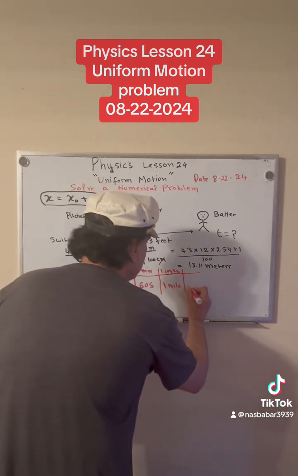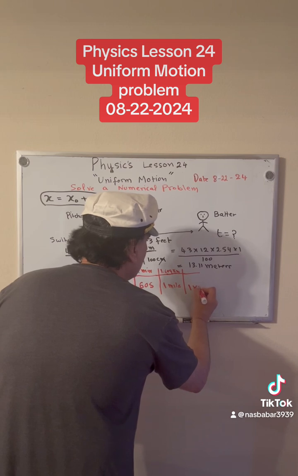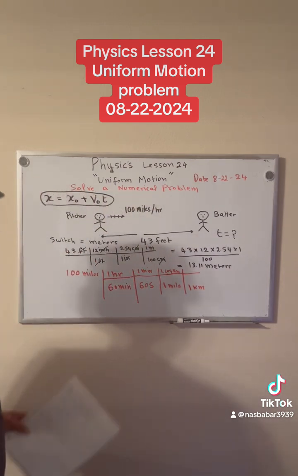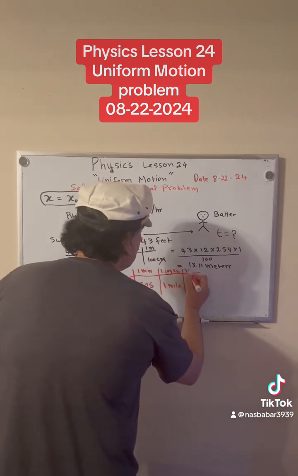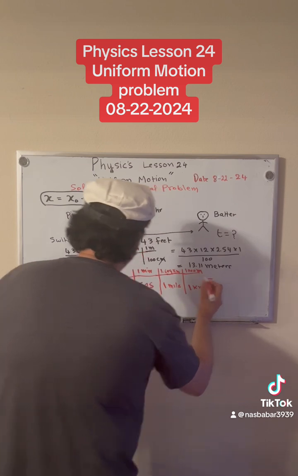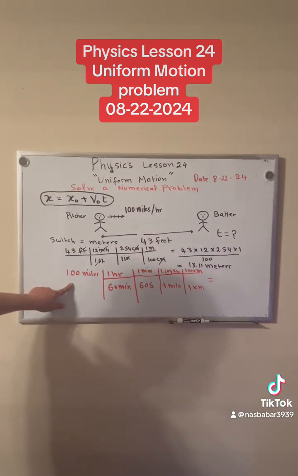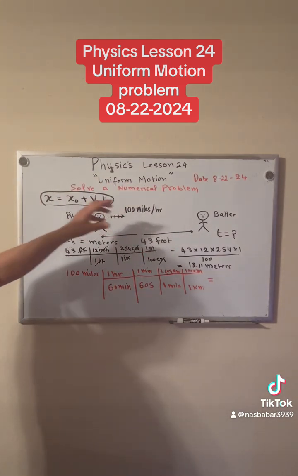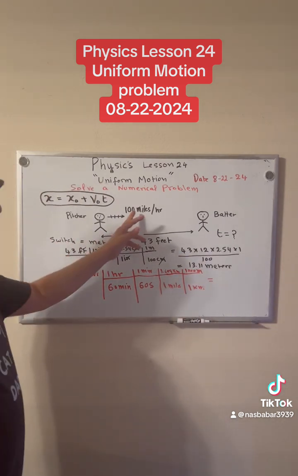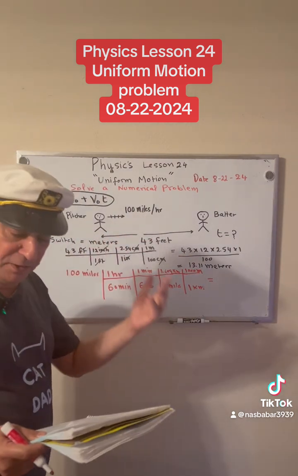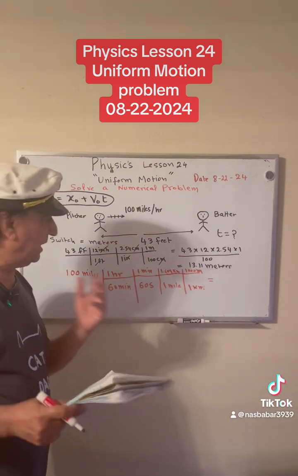All right. So now you have 1 kilometer right here. 1 kilometer has how many meters? 1,000 meters. So I put 1,000 meters. Okay. Follow me along now. 100 miles is the speed at which the pitcher throws the ball. We have to convert that into meters per second.